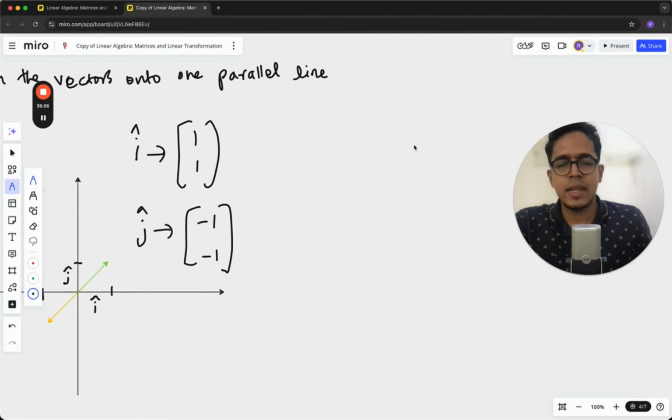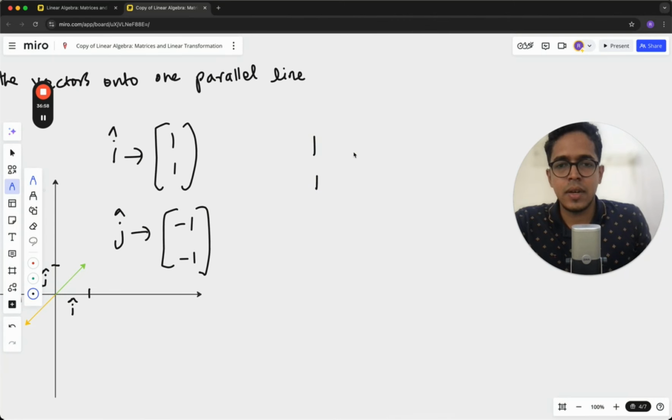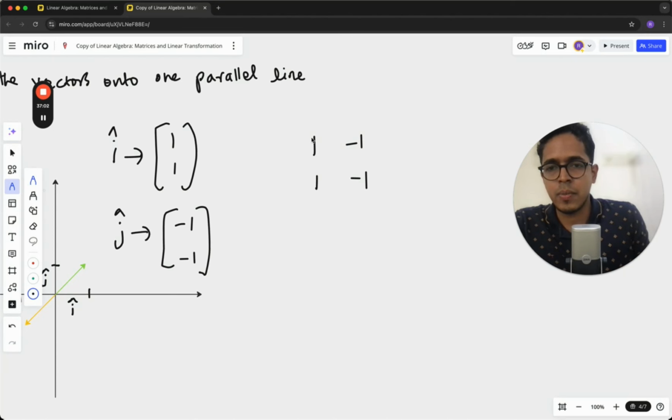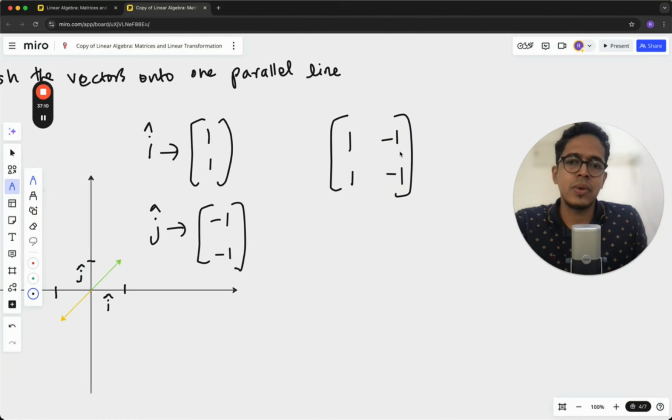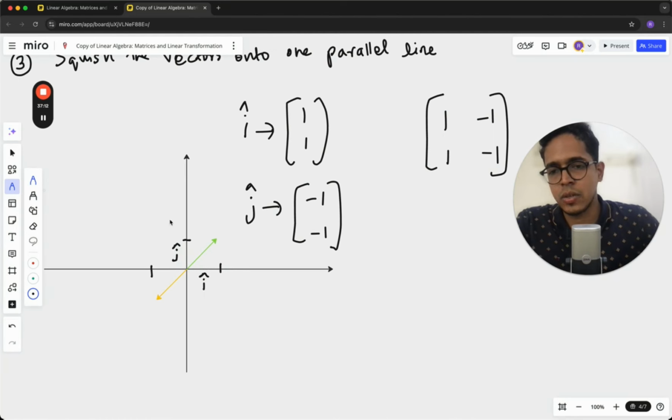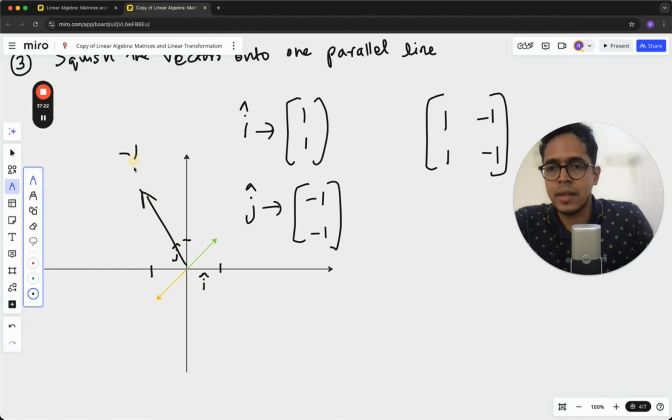So now what is the transformation matrix in this case? 1, 1, minus 1, minus 1, because the first column will be the same as the transformed i, and the second column will be the same as the transformed j. So this is the transformation matrix. Now let's see what happens to any random vector in the xy plane. Maybe I select a random vector like this. What is this? Maybe minus 1 and 3, right? This is roughly minus 1 and 3.